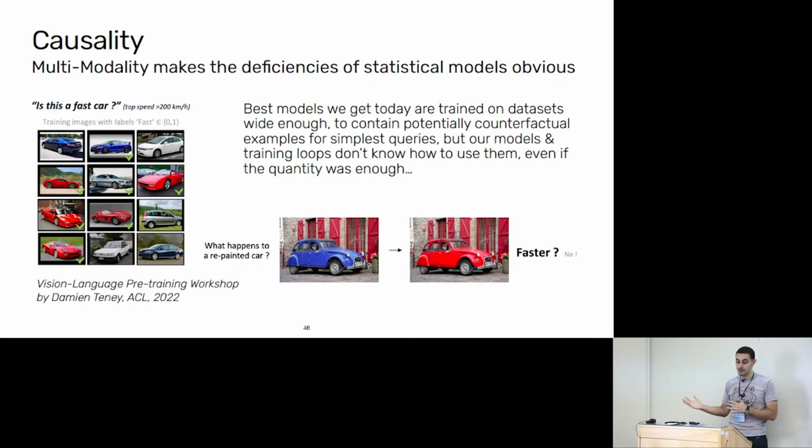And within that same ACL training, there was a great talk by Damien Tenney, I'm sorry for mispronouncing his last name, where he showed with very obvious examples how poorly things like this can work. And multimodality makes it super evident to a human eye how poorly modern generative models work when you add multiple modalities together. So this is like a dialogue setup.